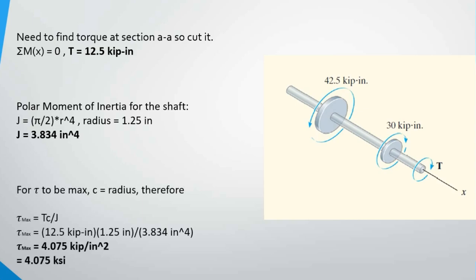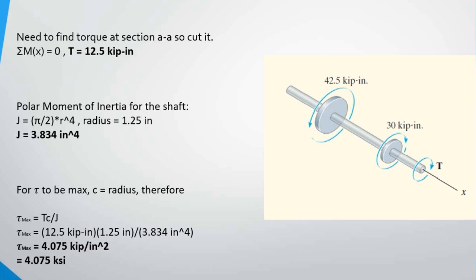So now we just got to input all our values. We know that for tau to be max, for the shear stress to be max, we want C in the formula to equal the radius, because that is the distance from the x-axis we made here to the outer surface of the shaft, and that distance is 1.25 inches.